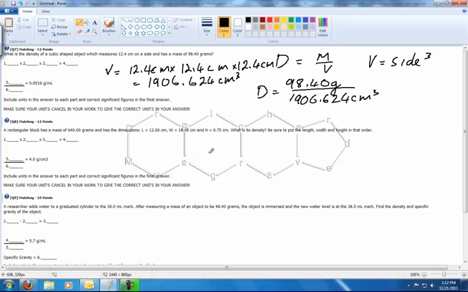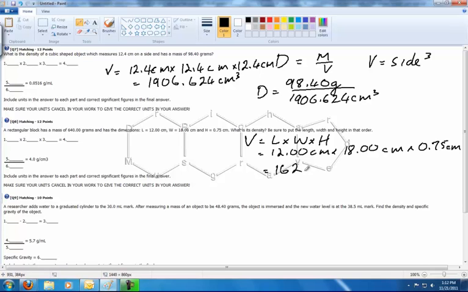Alright, looking at the next one, we've got a rectangular block. We've got a mass here for the rectangular block, 640.00 grams, and we've got its dimensions here as well. Now in order to get the volume, we're going to do the same thing as we did up here. The volume is going to be length times width times height, and that's going to be 12.00 centimeters times 18.00 centimeters times 0.75 centimeters. And that's going to come out to be 162 cubic centimeters in my calculator.